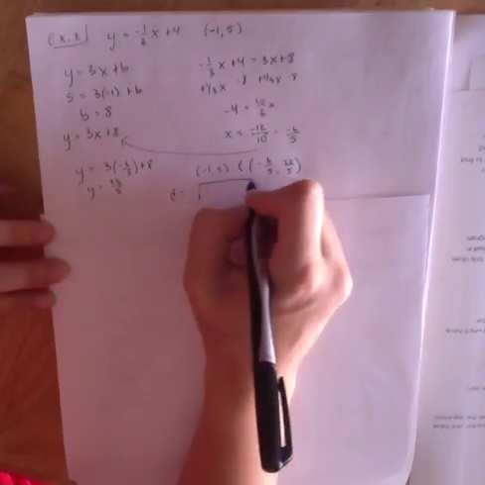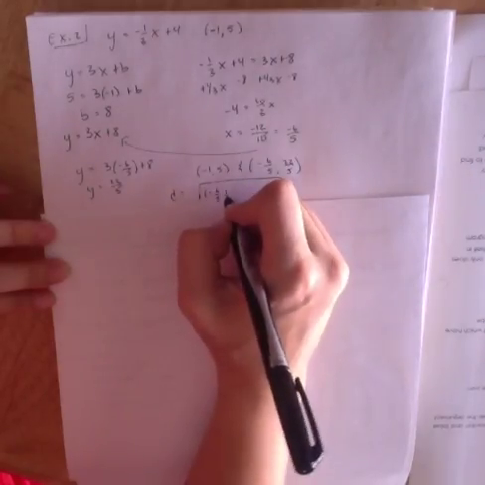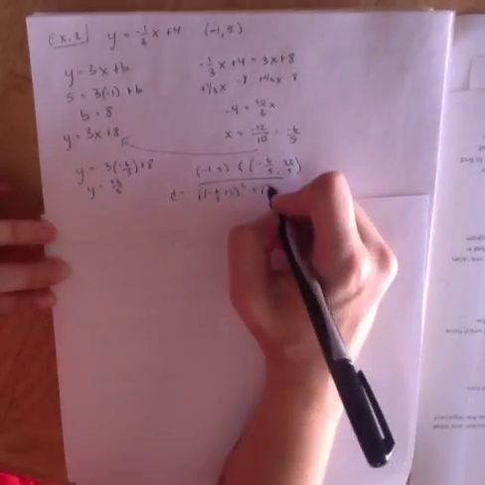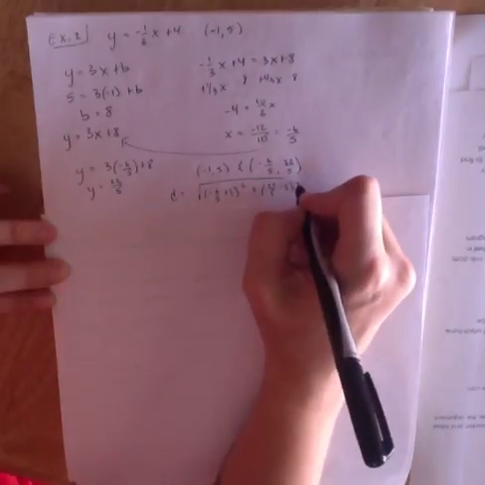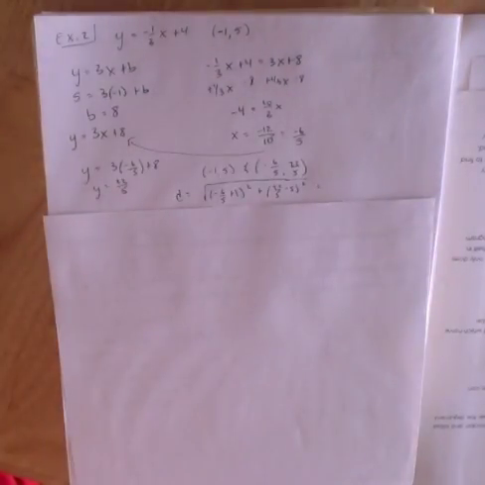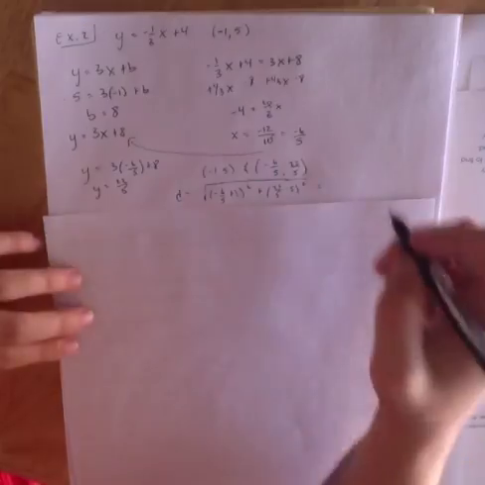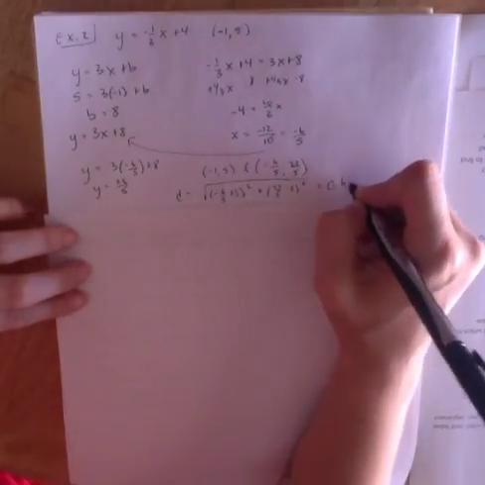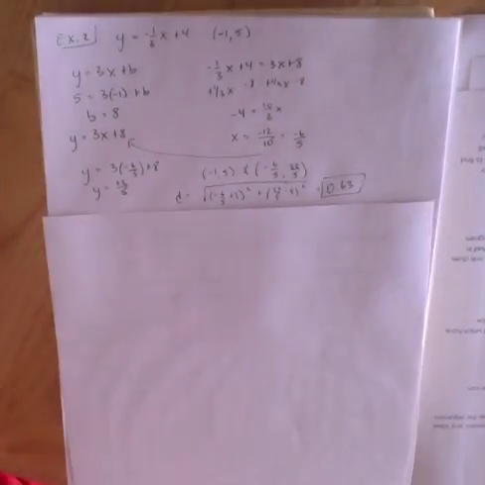So my distance is, do -6/5 plus 1 squared plus 22/5 minus 5 squared. Again, you can plug in that whole thing into your calculator and you'll get 6.3. So that is the distance from a point to a line.